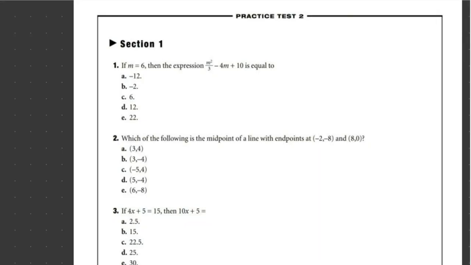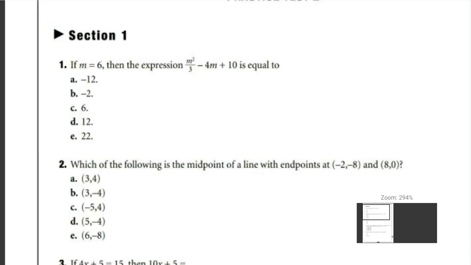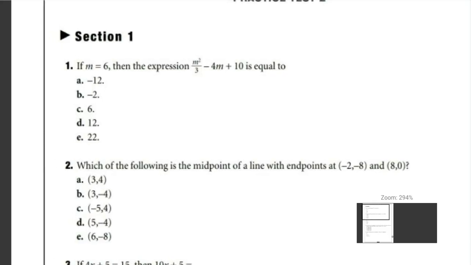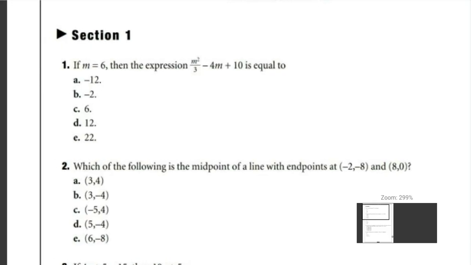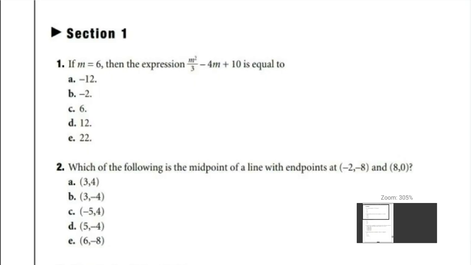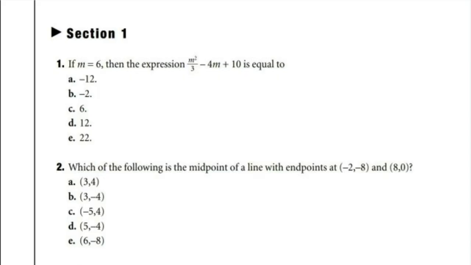Okay, so we're now on practice test 2, section 1. If m equals 6, then the expression m squared over 3 minus 4m plus 10 is equal to. Can you solve this? You just plug in the value of m to the expression. Plug in 6 squared over 3 minus 4 times 6 plus 10. What is this?